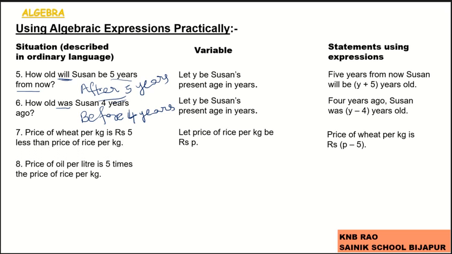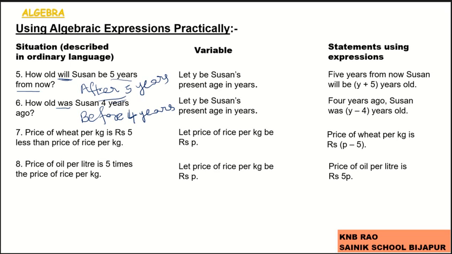Now in the 8th question, the price of oil per liter is 5 times the price of rice per kg. Here the price of oil is compared to the price of rice, so certainly assuming the price of rice per kg is rupees p only, 5 times. So 5 into p. So the price of oil, which is more, is 5 times the price of rice. In general, it is not happening right now. Somewhere around twice will be there. Here they gave us 5 times.